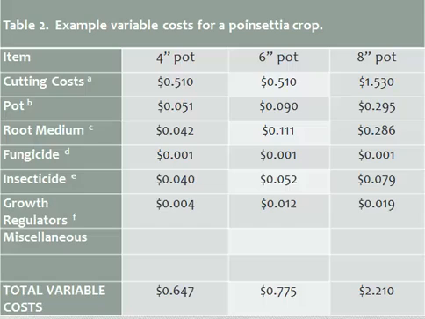If we were to add each of these together, we would find out that the total variable cost for each of the poinsettias that we raise in a 4-inch pot is 64 7/10 of a cent. Pretty much 65 cents would be our variable cost for 4-inch poinsettias. You can also see how that variable cost would increase as you increase the size of the pot.